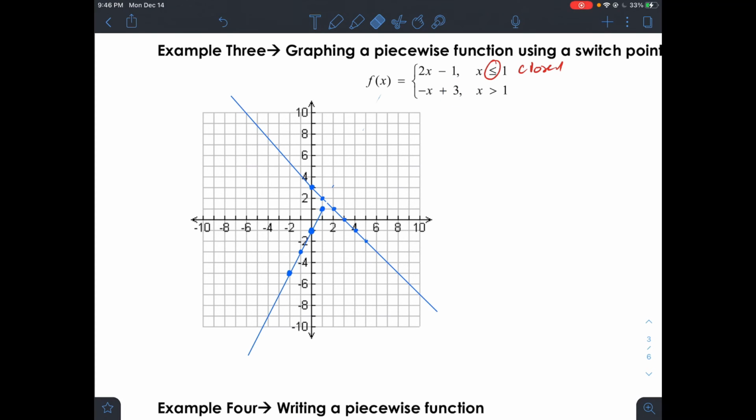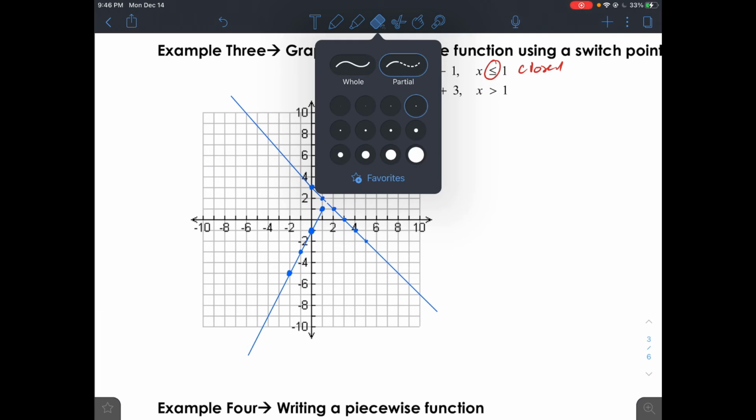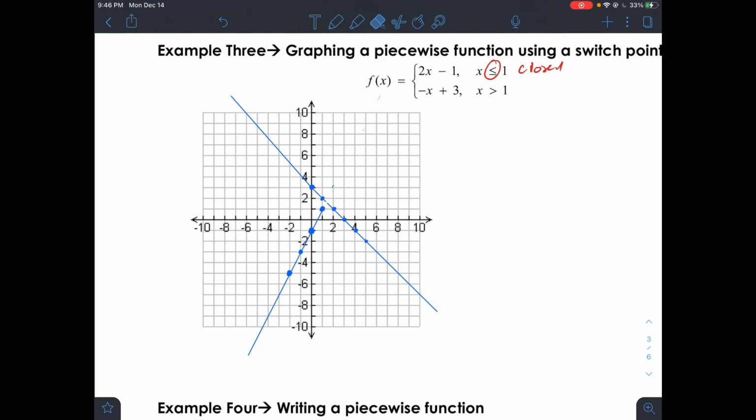Now, we're going to go ahead. We got to erase for the second guy here. So this guy only holds true for x values greater than 1. So we have to erase the part of this that is x values less than 1, which gets us to this point here, right?